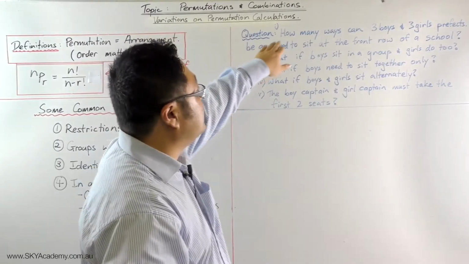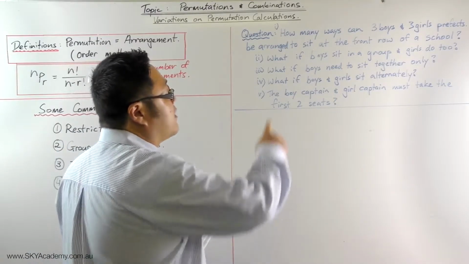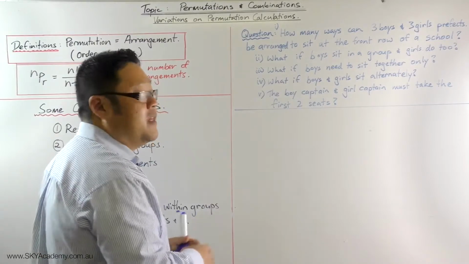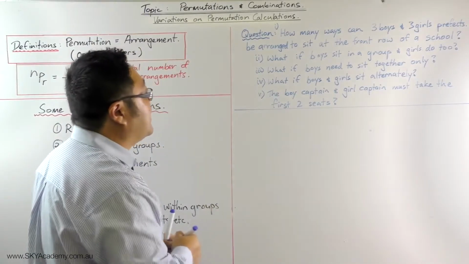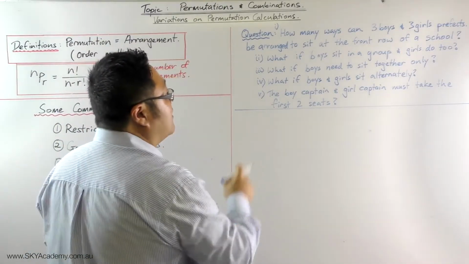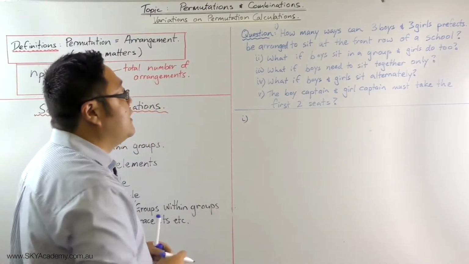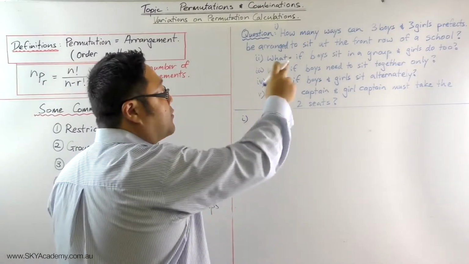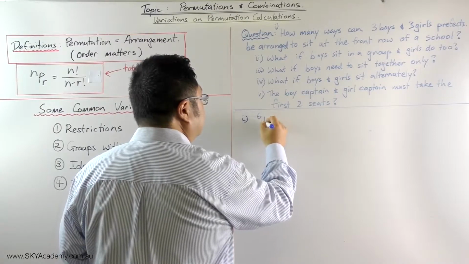All right, so the question is this: how many ways can 3 boys and 3 girl prefects be arranged to sit at the front row of a school? Okay, well, this one's fairly simple, right? 3 boys, 3 girl prefects, they're all unique individuals, right? So you've got 6 individuals. So the answer to part 1, how many arrangements can there be of 3 boys and 3 girls? The answer is 6 choose 6.